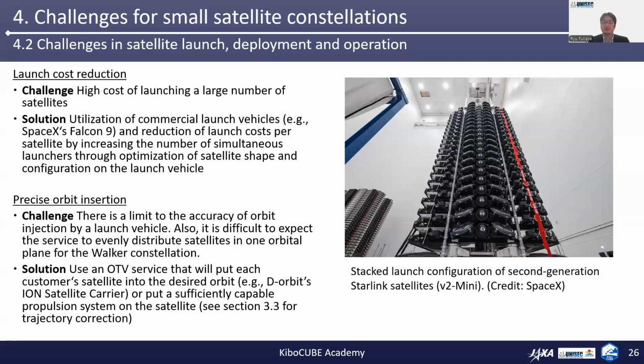Also, in constellation orbit design, satellites need to be evenly spaced within a single orbit plane, as in the case of the Walker constellation, and such orbit insertion is sometimes difficult to achieve by a launch vehicle alone. A solution to this problem is to use an OTV, orbital transfer vehicle services, such as that of D-Orbit, to inject each satellite into the desired orbit. Alternatively, the satellites can be equipped with a propulsion system and have sufficient orbit correction capability to complete the transition to the desired orbit by themselves.